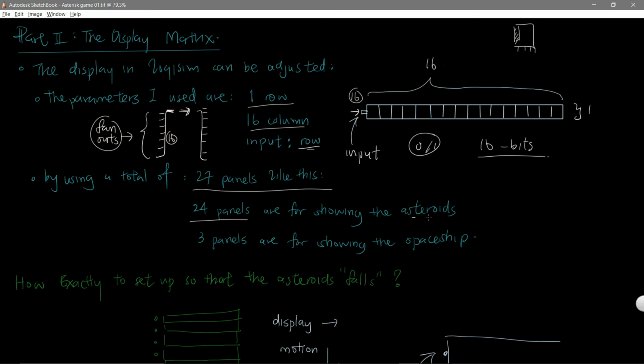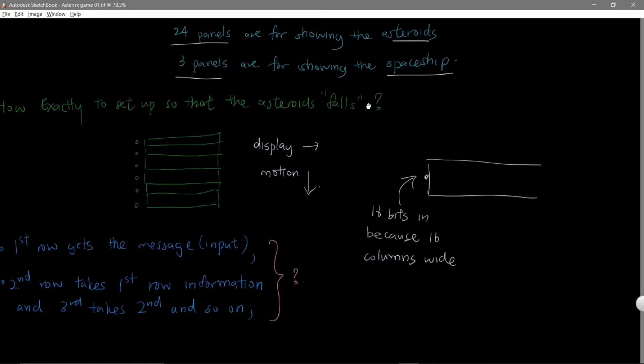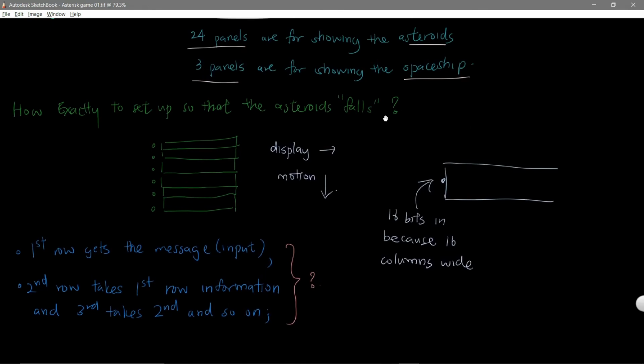24 panels are showing the asteroids, 3 panels showing the location of your spaceship. And how do you actually set it up is that you want them to be like this, stacked. These are the inputs. And the display is from left to right, right? The display panel is in this direction, but the motion of the asteroids is moving down.